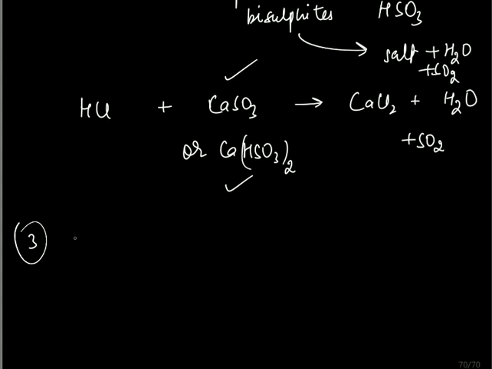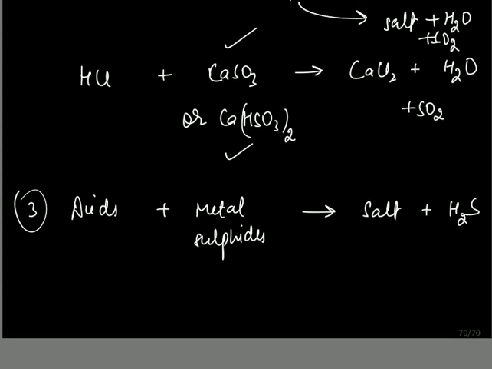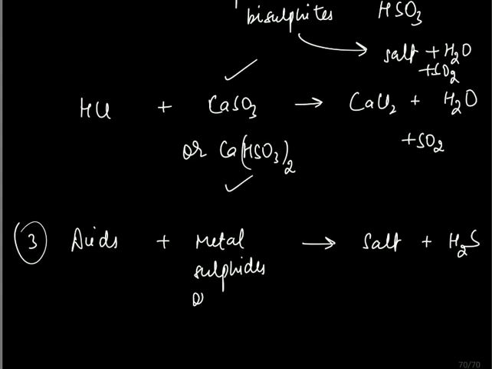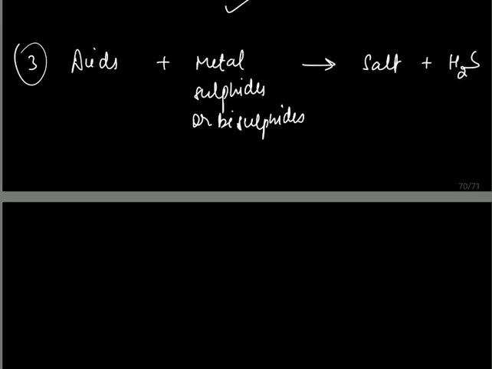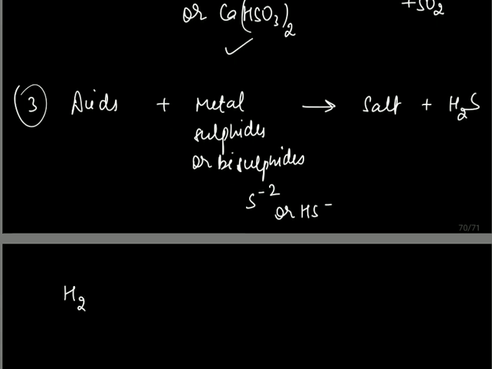So then we go to acids reacting with metal sulfides. So they are going to form salt and H2S gas. So it's a type of double displacement reaction we are discussing. So metal sulfides, or even it can be bisulfides. So let's take metal sulfide. So sulfide is S minus 2, bisulfide is HS minus. So acids, we can take sulfuric acid for a change. So metal sulfide, we can take sodium, or you can take sodium bisulfide, NaHS.